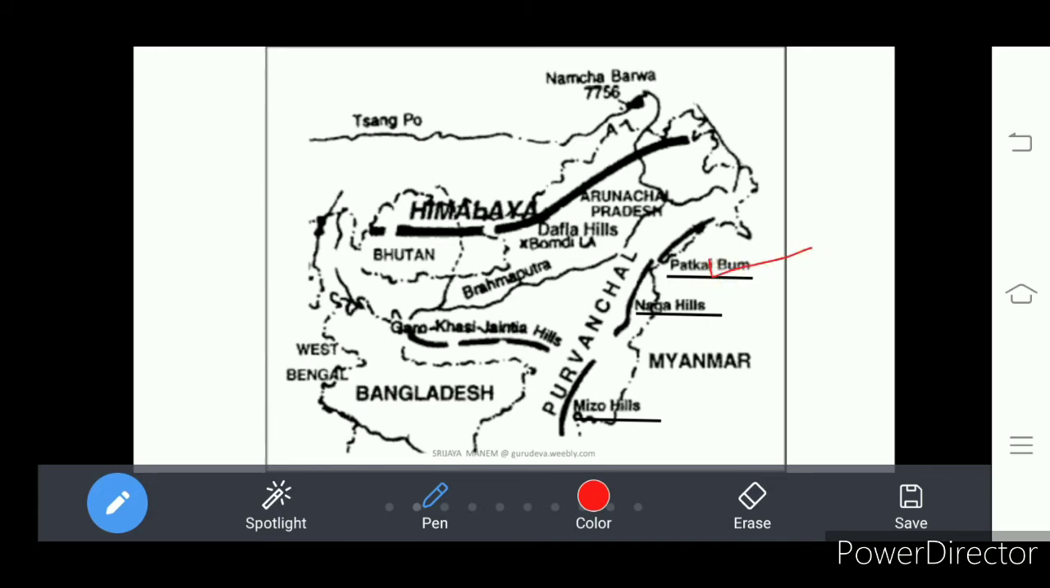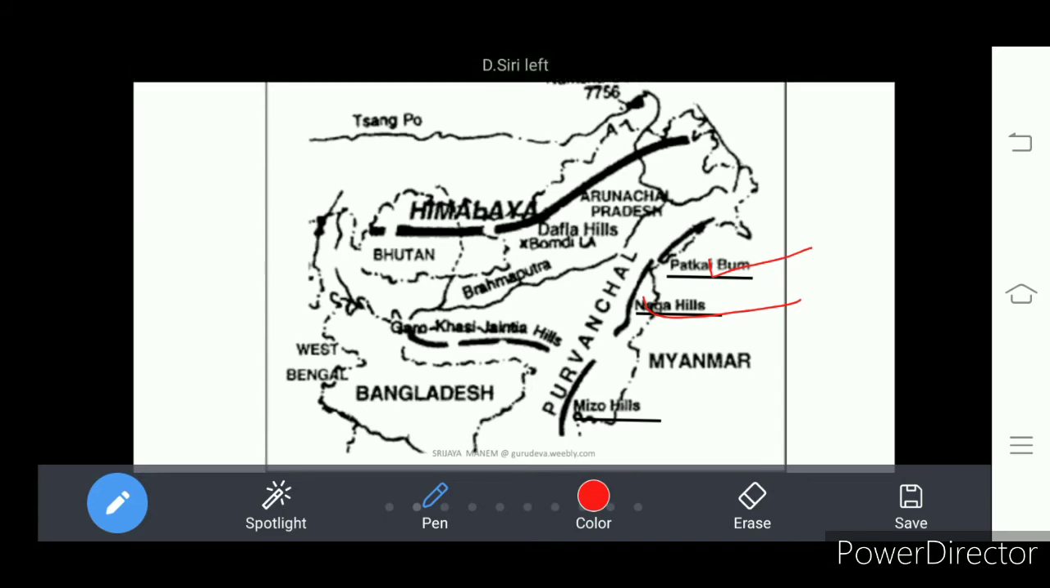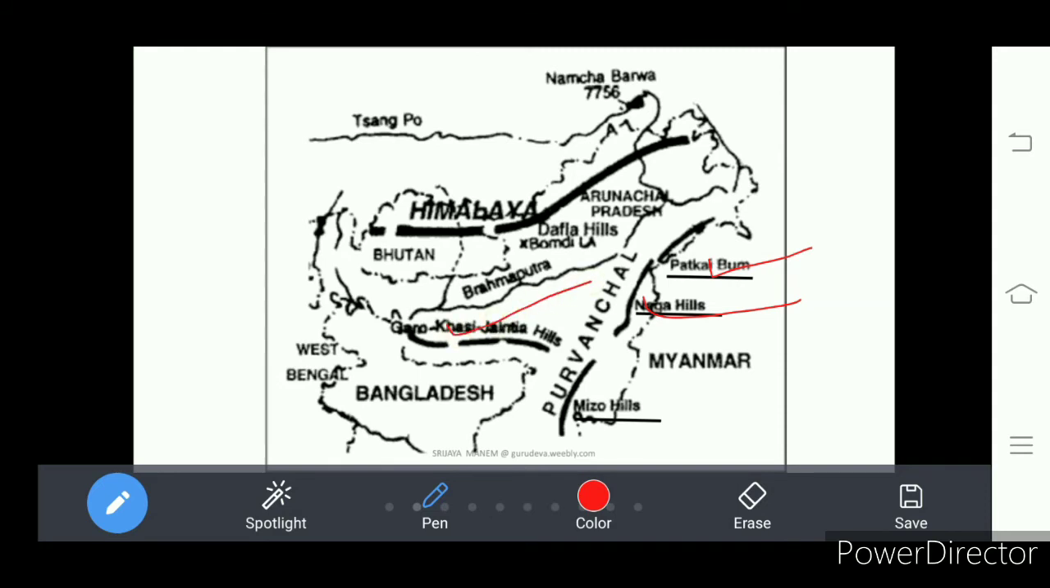Patkai Hills here in Assam. Naga Hills in Nagaland. Khasi Hills in Meghalaya here, right? And Mizo Hills in Mizoram. These are the names given to the Purvanchals in different states.